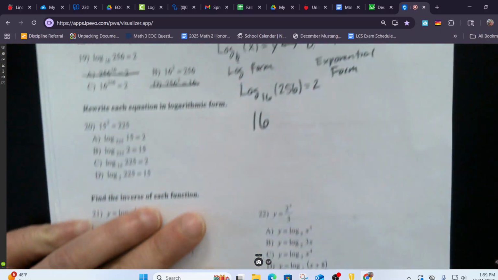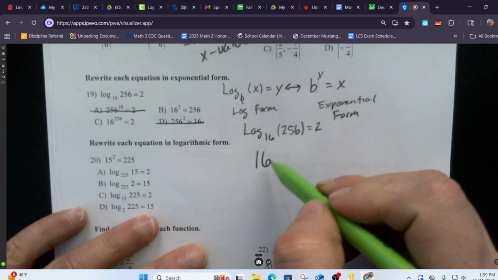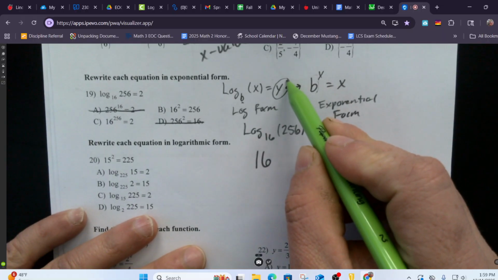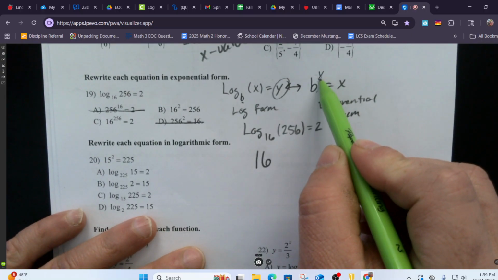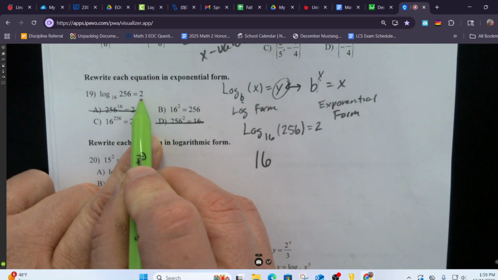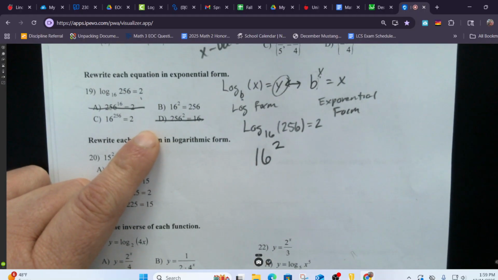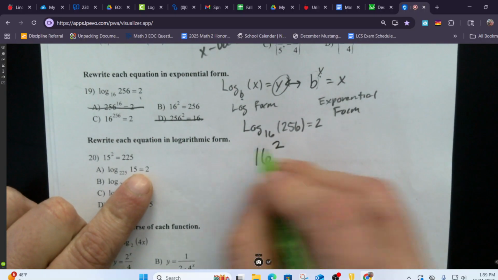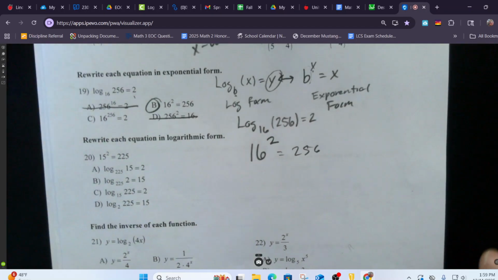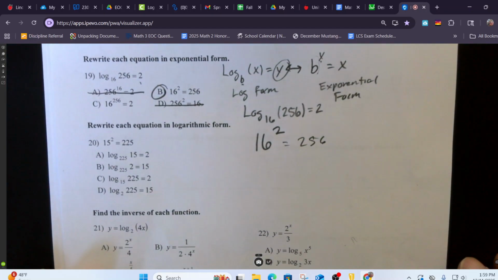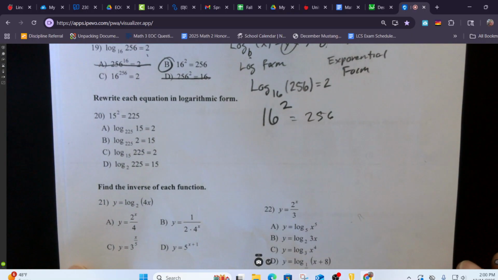Okay, let's keep going. Now, in exponential form, the number to the right of the equal sign in the logarithm goes up to be your exponent. So there is the 2. That's going to go here. All right, so just knowing that, B would be the answer. Does that make sense?